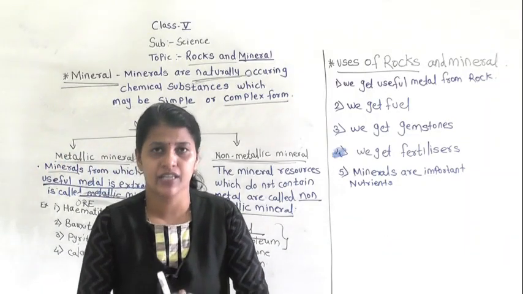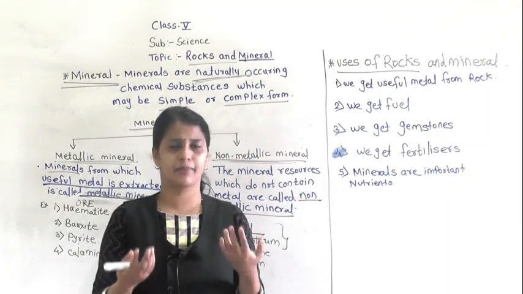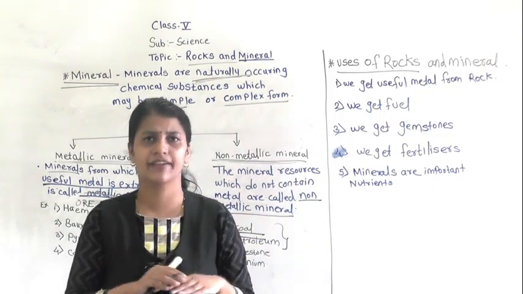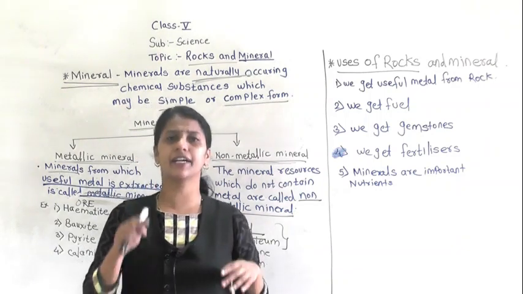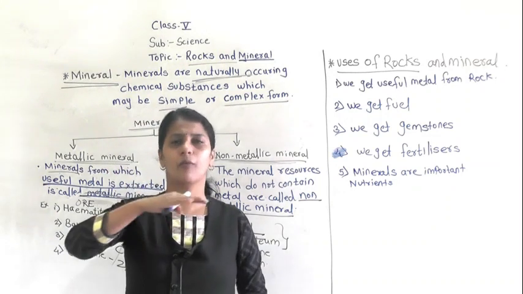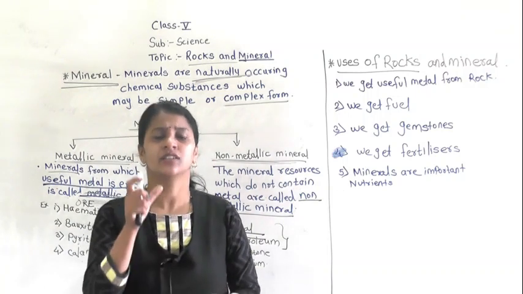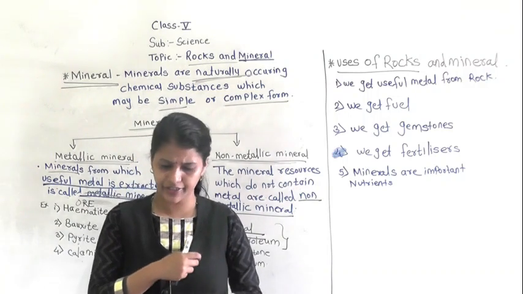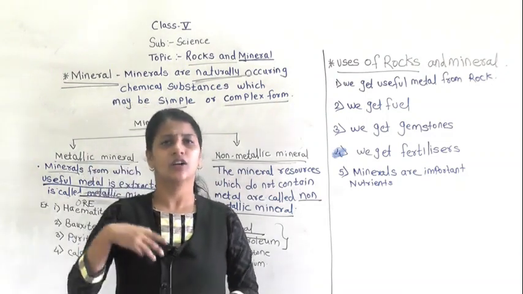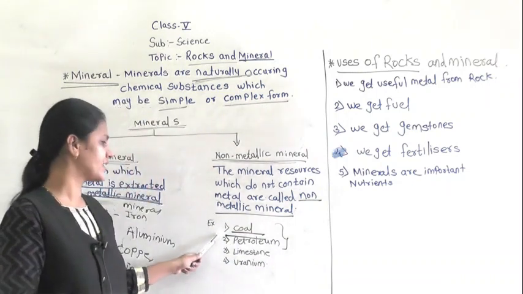Plants, after some years, may die. The remains of the plants and layers of sand and soil get buried, and it takes millions of years for the layers to form on it. Yes or no? The plants are converted into fossil fuel, into coal. Like that, coal is formed.